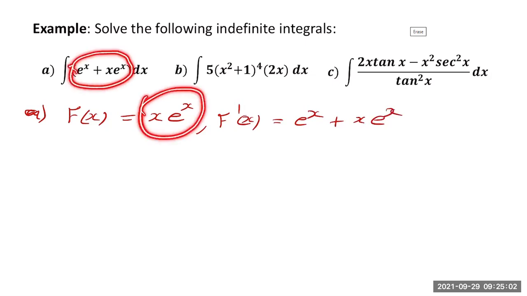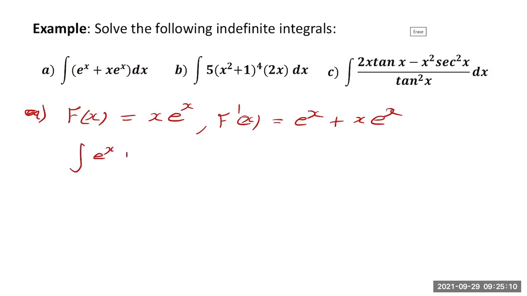Once you have an antiderivative of the given function, then the indefinite integral is clear. Your indefinite integral of e to the power x plus x times e to the power x dx will be the antiderivative plus a constant. Your antiderivative is F of x, that is x times e to the power x plus a constant. You are done. All right, let's move on to the next part.